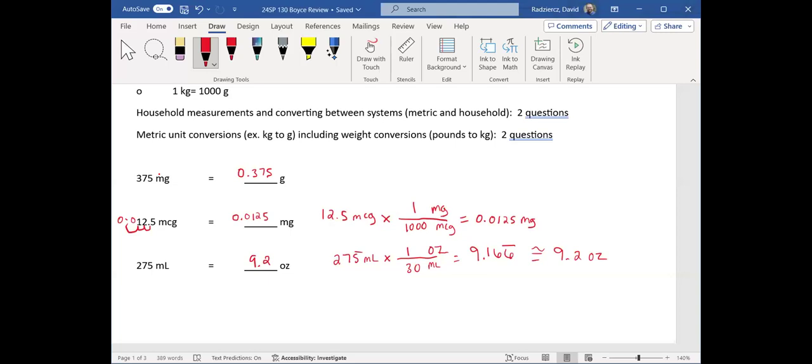So if this is something that A, you missed on the 110 test, or B, sometimes you get it right, sometimes you get it wrong, you need to practice these and practice setting them up. You need to know either how to move the decimal, or you need to know how to set up using dimensional analysis. Because I did the exact same thing going from milligrams to grams, divide by 1,000, and then going from micrograms to milligrams, divide by 1,000. It's the same steps.